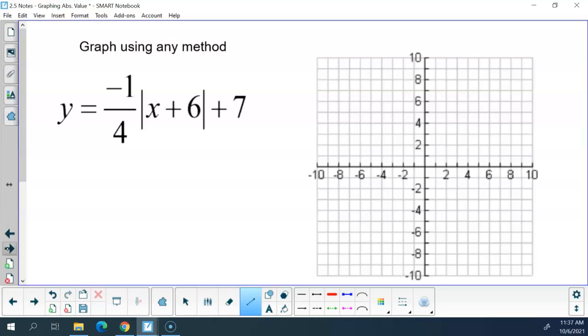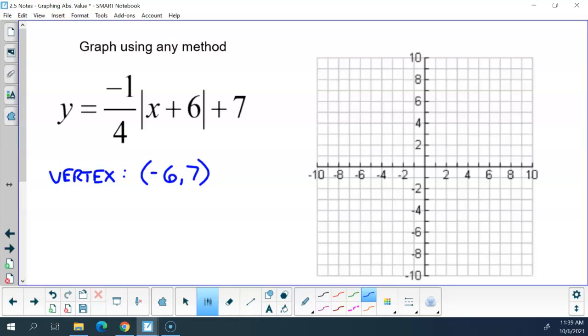Try that one. Use either method to graph that one. Vertex. Right side slope. Negative 1 over 4. So that's down 1 and right 4. Oops, I missed one. Counted wrong. Left side slope. Left side slope, 1/4, positive 1/4.